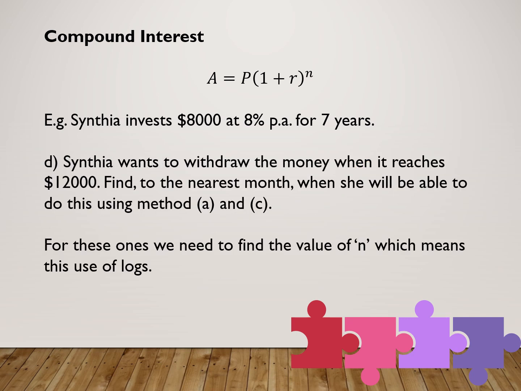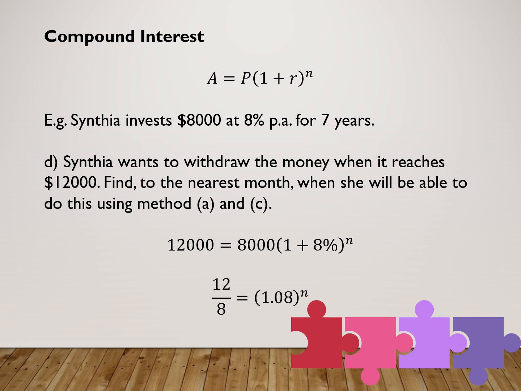For the final one, Cynthia wants to withdraw the money when it reaches 12,000. We're going to find, to the nearest month, when she will be able to do this using both methods: the first method, which was compounded annually, and the second method, which was compounded monthly. For these ones, we're going to need to find the value of n, which means the use of log, since n is our index or our exponent.